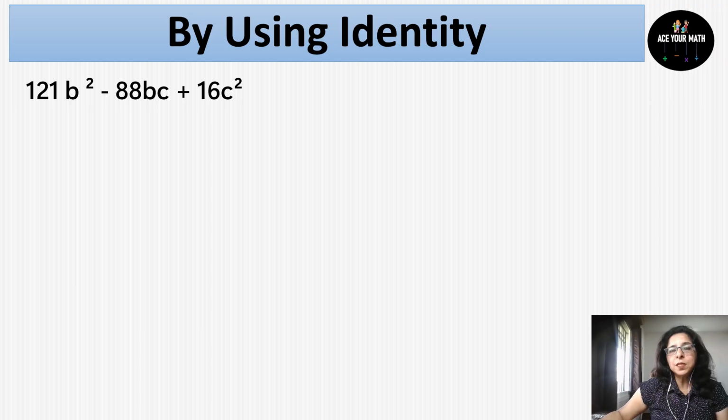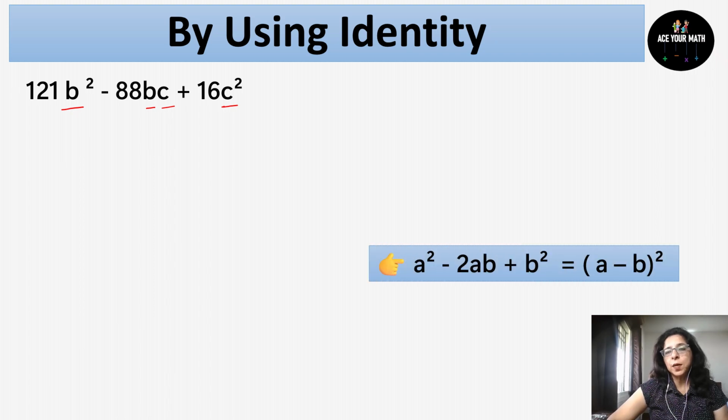And the first term is the square of b. And in the last term, you have c square. And if you observe the middle term, it is the product of b and c. So if you recall the identity, which is very commonly used, it is (a minus b) whole square.